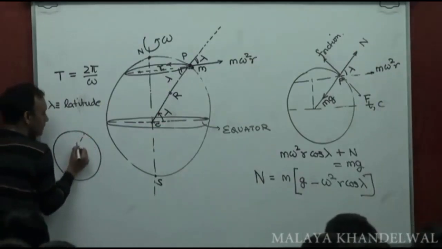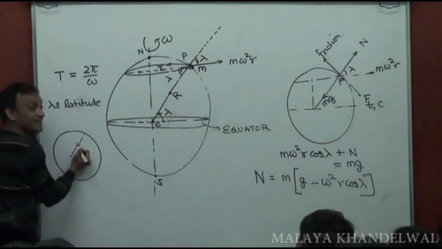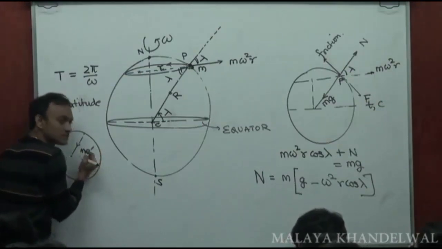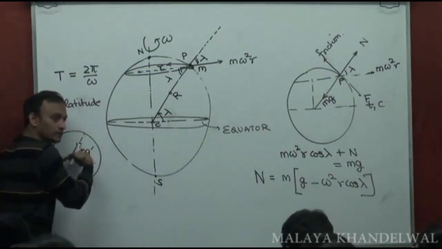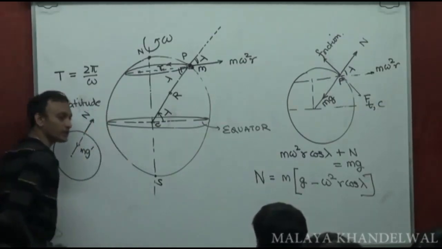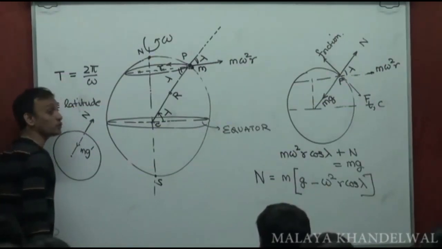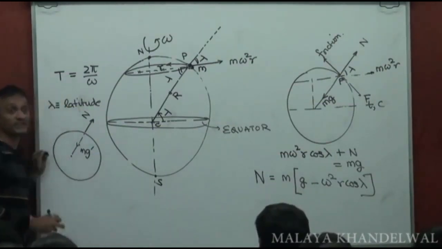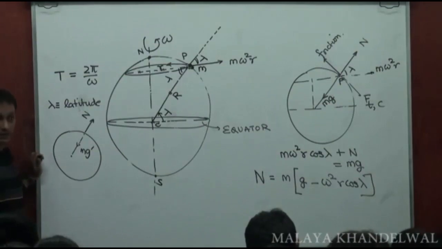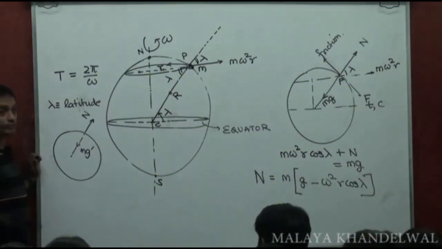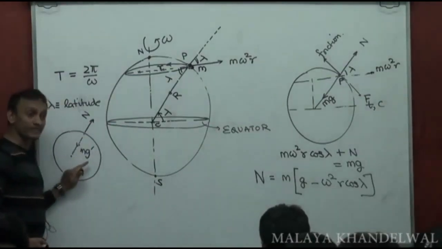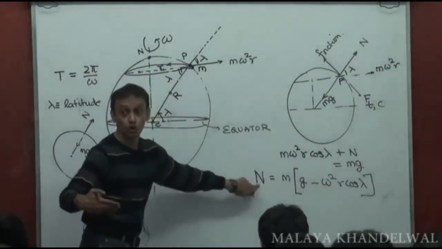Now, because of the spin, let's say the acceleration due to gravity is g prime, then the earth actually exerts a force mg prime like this on the particle, right? And should that not be equal to N? Should N not be equal to m into g effective? You know what I'm saying? So replace this N by m into g effective.